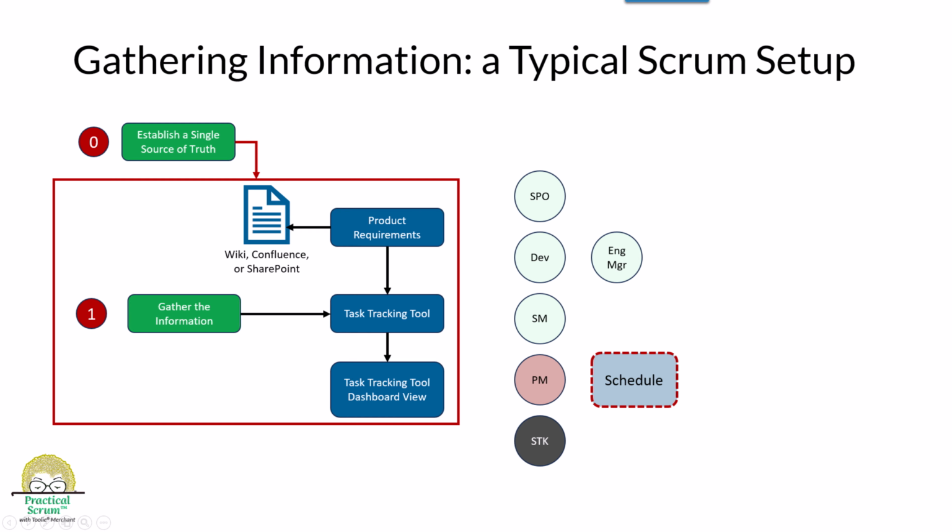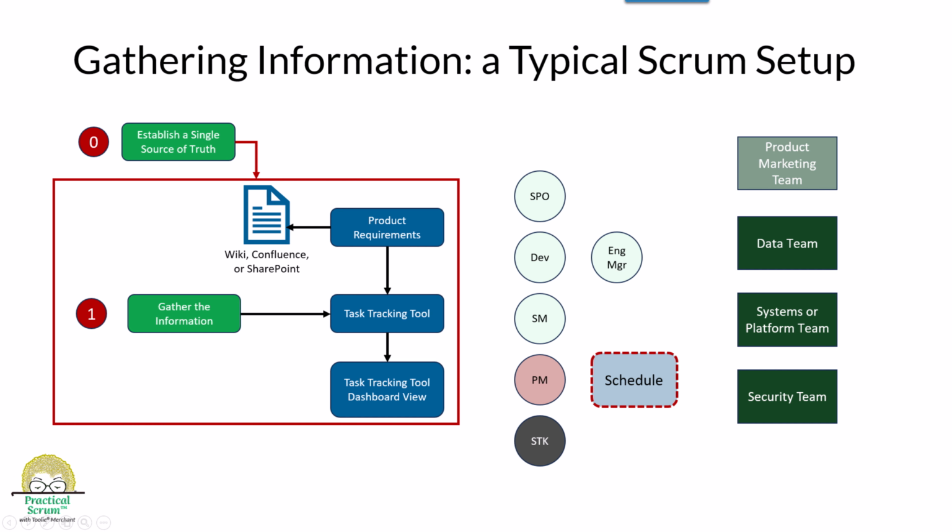For the sake of argument, let's add a product marketing team, a data team, a systems or platform team, and a security team. So you're probably realizing that you might not have taken into account all of these teams, each with their own agendas and priorities. This is why agreeing on a single source of truth is so critical. A little later in this video, we'll talk about how to pull together all these parties so that everyone's getting the information they need on a timely basis.